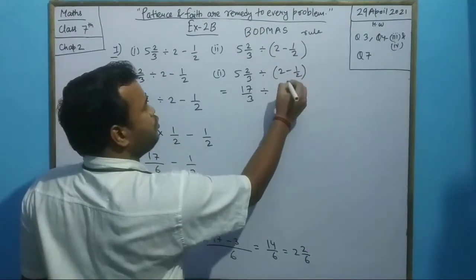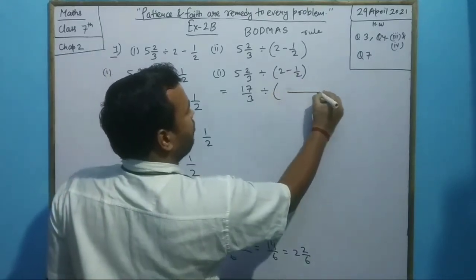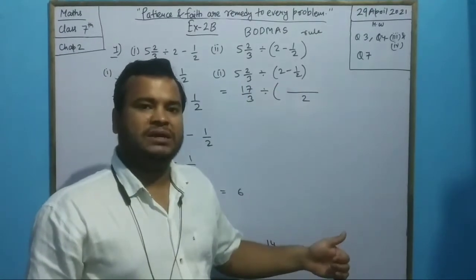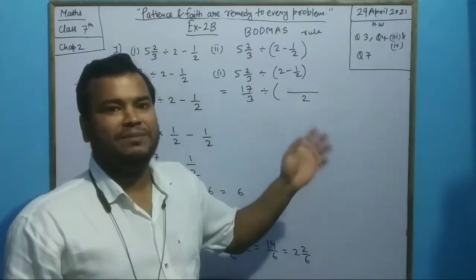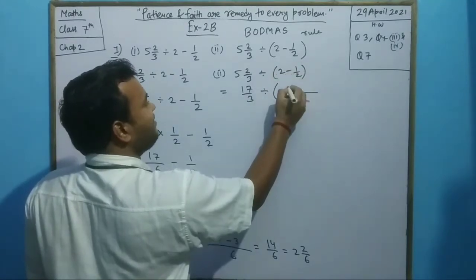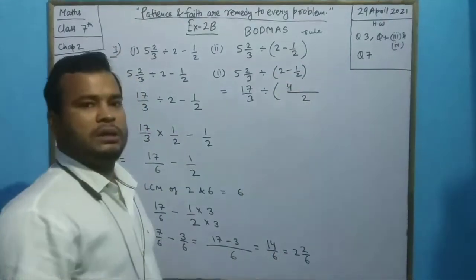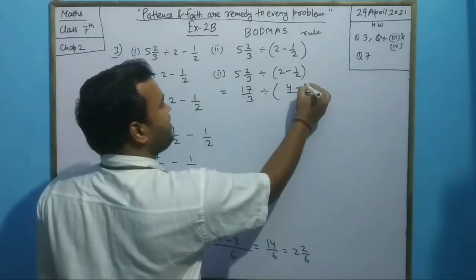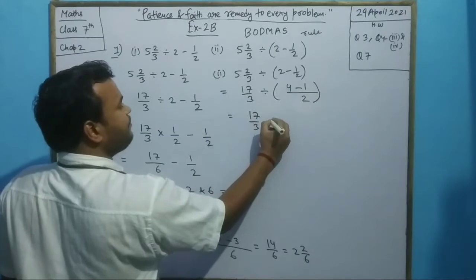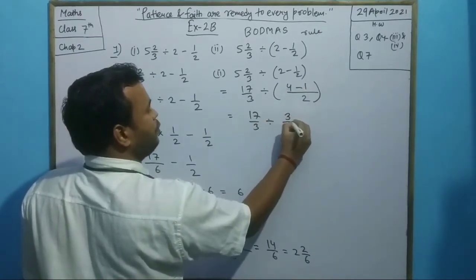What is this? 2 minus 1 upon 2. Okay, I have told you if there is nothing in the denominator, it will be 1. 2 can be written as 2 upon 1. So here it is 1. We have to take the LCM, so it will be 2 to the 4. Okay, again taking the LCM and solving it out, what will it be? Let us see. 4 minus 1, 3 upon 2.